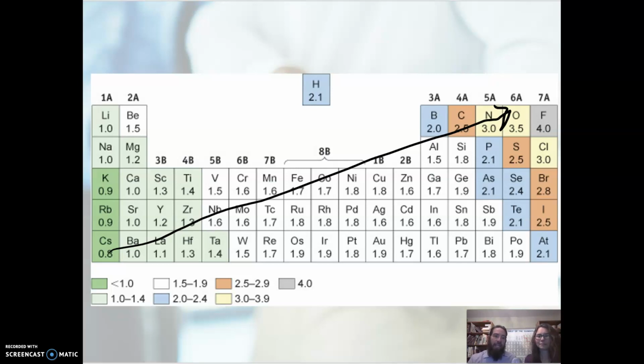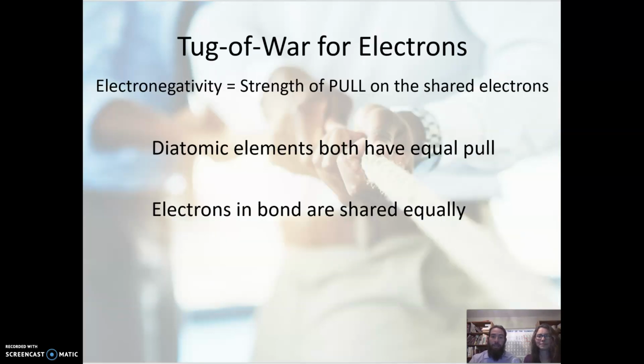Now let's apply that to polarity. If you are thinking about a covalent bond, electronegativity is how strongly that nucleus pulls the electrons within that covalent bond. So we're sharing electrons, and if you think of it as a tug-of-war, each of the atoms has a strength and they're pulling on the electrons. I want the electrons closer to me.